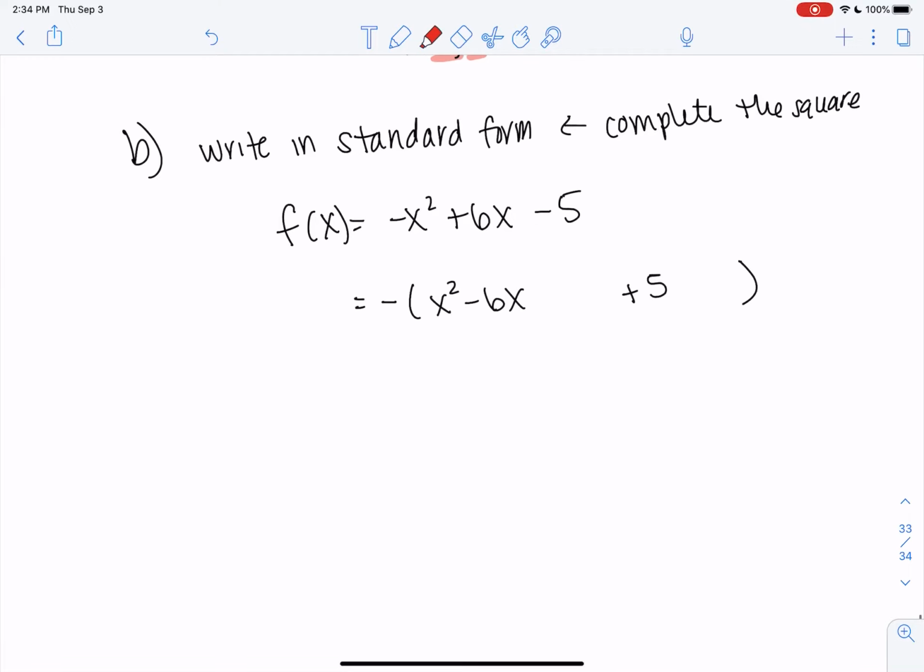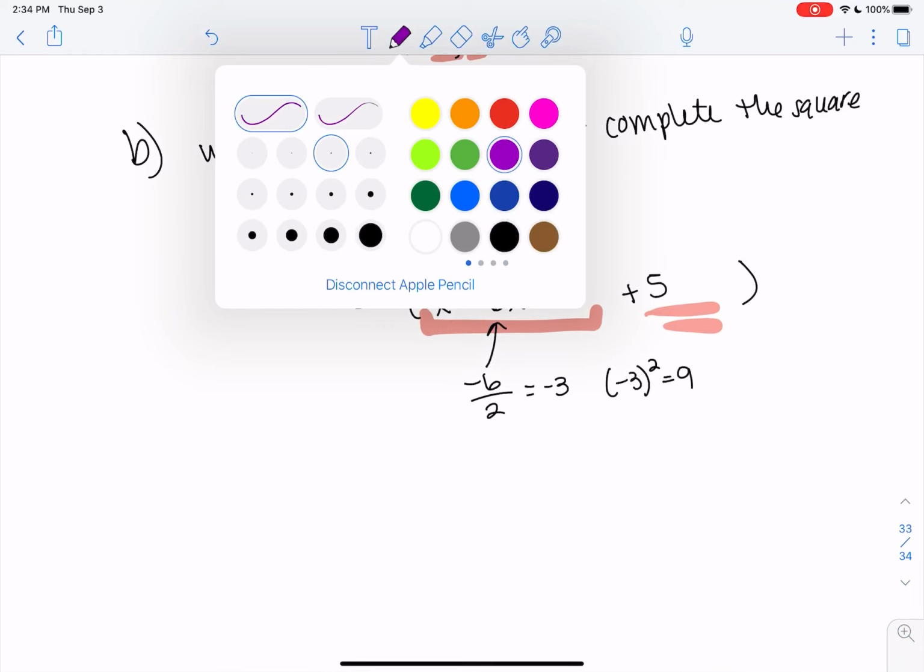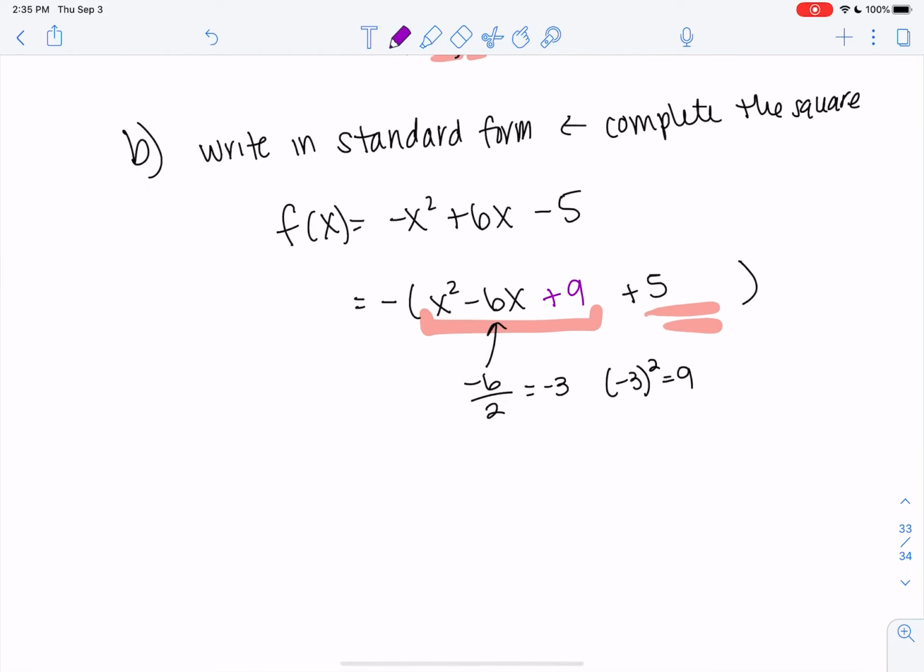So basically the first 3 terms are going to be that perfect square, and then the last 2 will just be extra stuff. So again, remember the rule was we take that middle term and we divide by 2, negative 3, and then we square it. And we get 9. So we can add 9 as long as we also subtract 9. Cool.